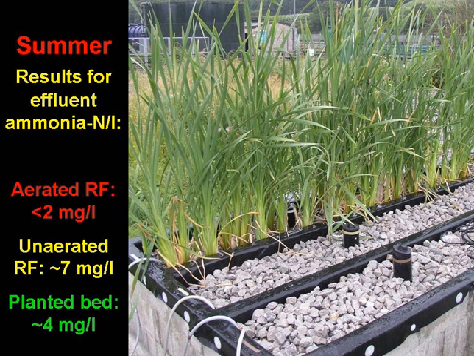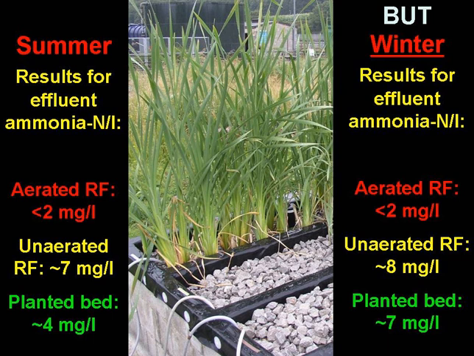Less than 2 mg of ammonia nitrogen per litre of the aerated rock filter effluent, and around 7 mg of nitrogen per litre for the unaerated filter. The planted filter did quite well, achieving around 4 mg of nitrogen per litre. But in winter, the planted filter was almost as bad as the unaerated filter, whereas the effluent from the aerated filter was still below 2 mg of nitrogen per litre.